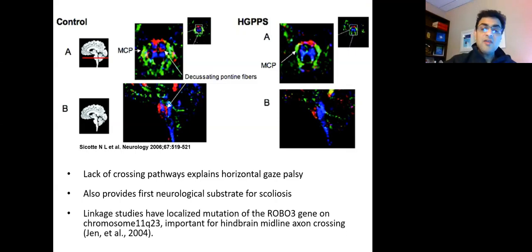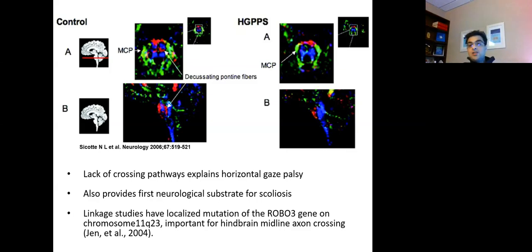And this is a very well-known mutation which was described by my colleagues Joanna Jen and Elizabeth Engle in 2004. The mutation was localized to the ROBO3 gene, and it is on chromosome 11q23. Now, as a movement disorder neurologist, why is this important?